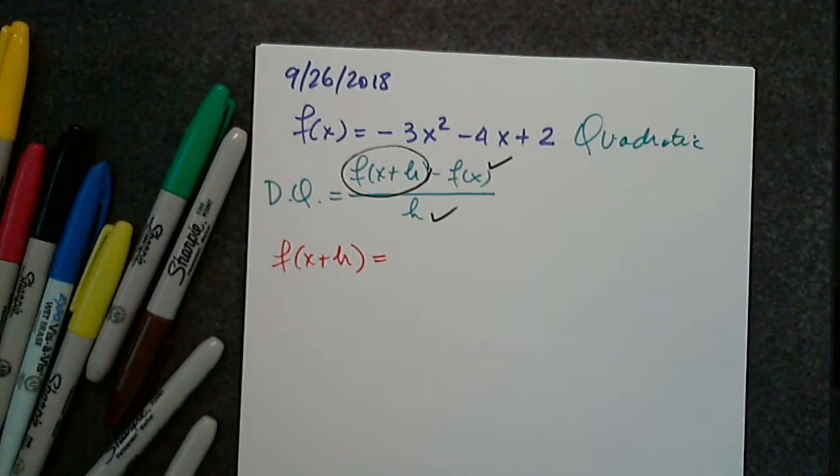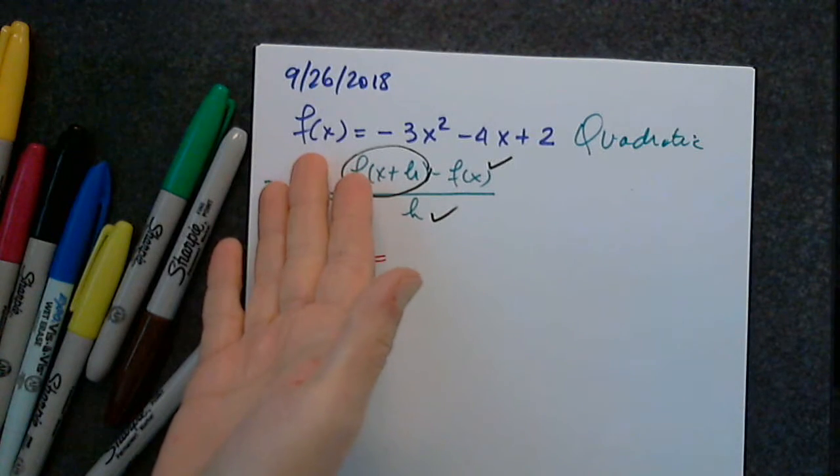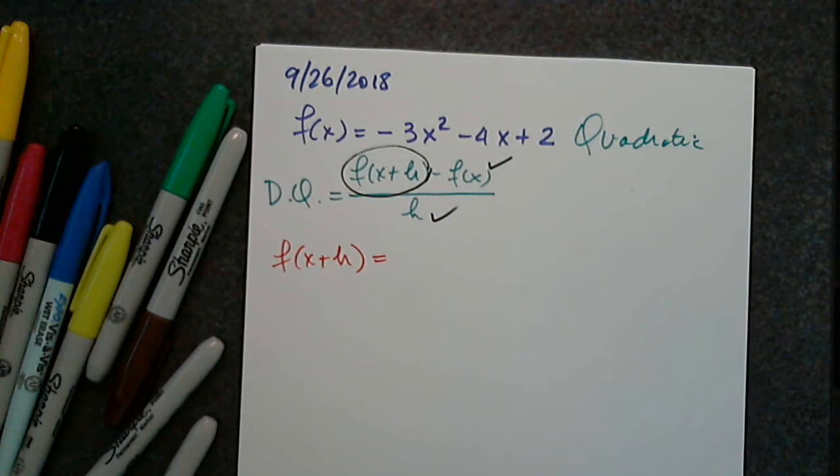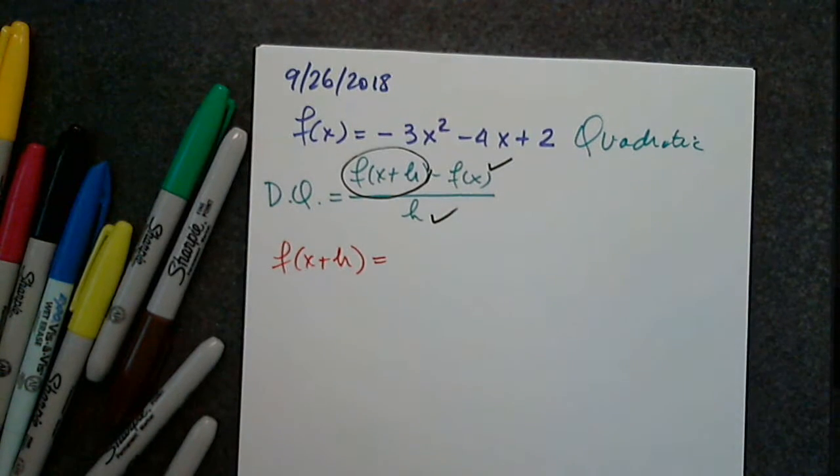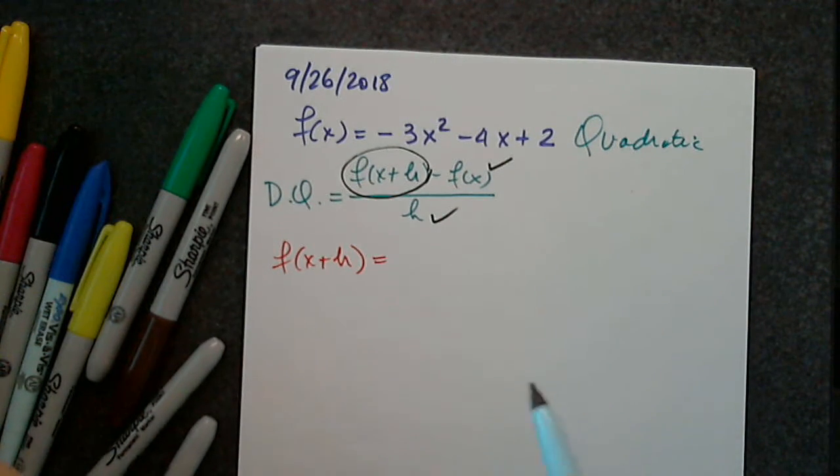Now this is not part of the difference quotient. I should be able by now to evaluate this function for anything. What will you do if I ask you to find f of 3? What will you do? You will replace x by 3. So it's 3, no, negative 3. Perfect.